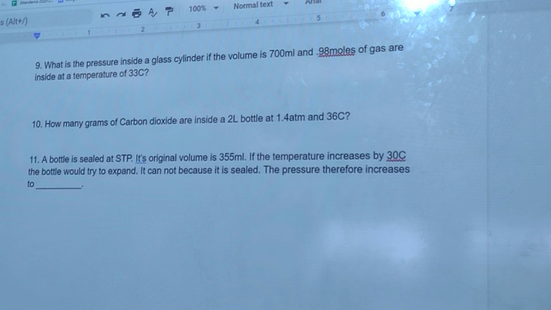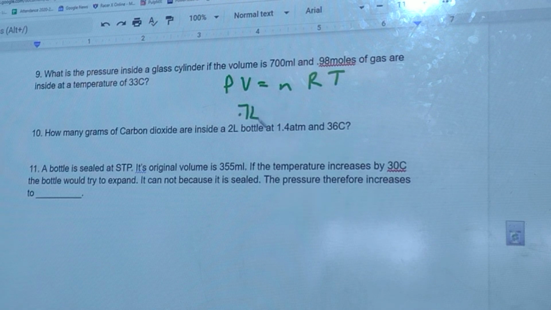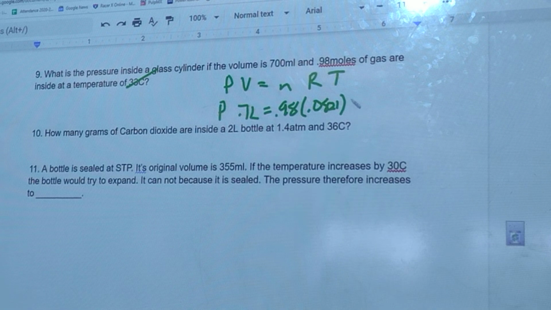What is the pressure inside of a, oh, we got moles again. This is another PIVNERT. PV equals nRT. All right, no problem. 700 milliliters is 0.7 liters. 0.98 moles. What is the pressure? So again, we can choose our own pressure. Again, I'll put 0.0821. We just default to atmospheres. 33, that's 306. We got to move the 0.7.